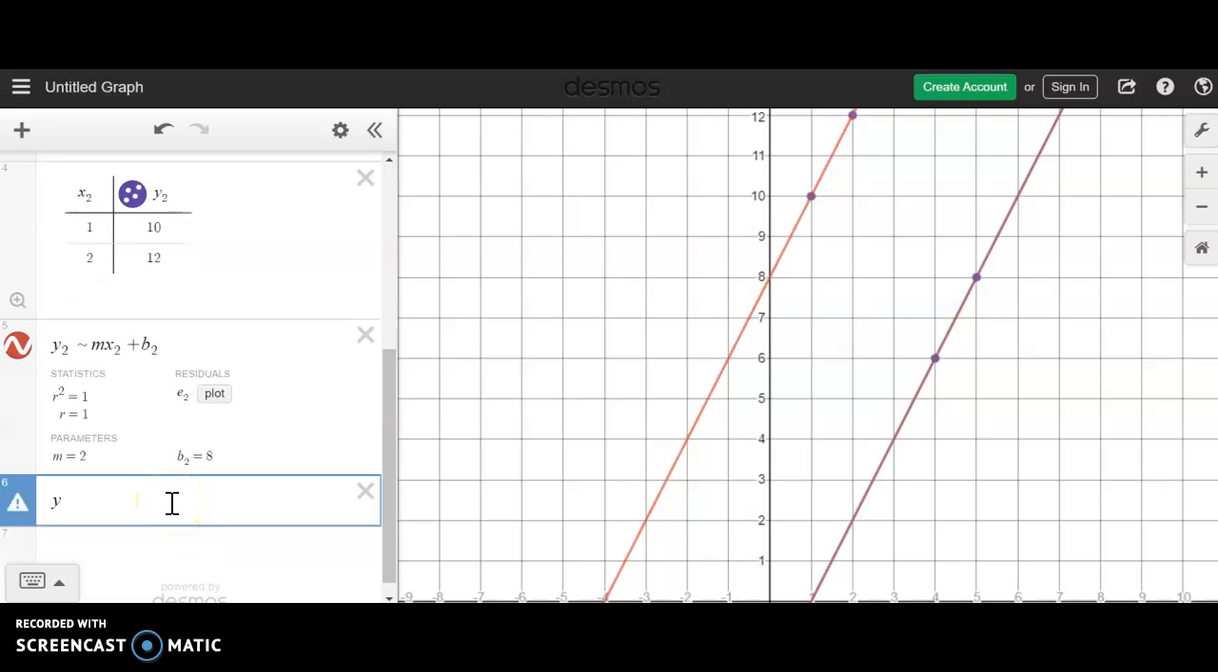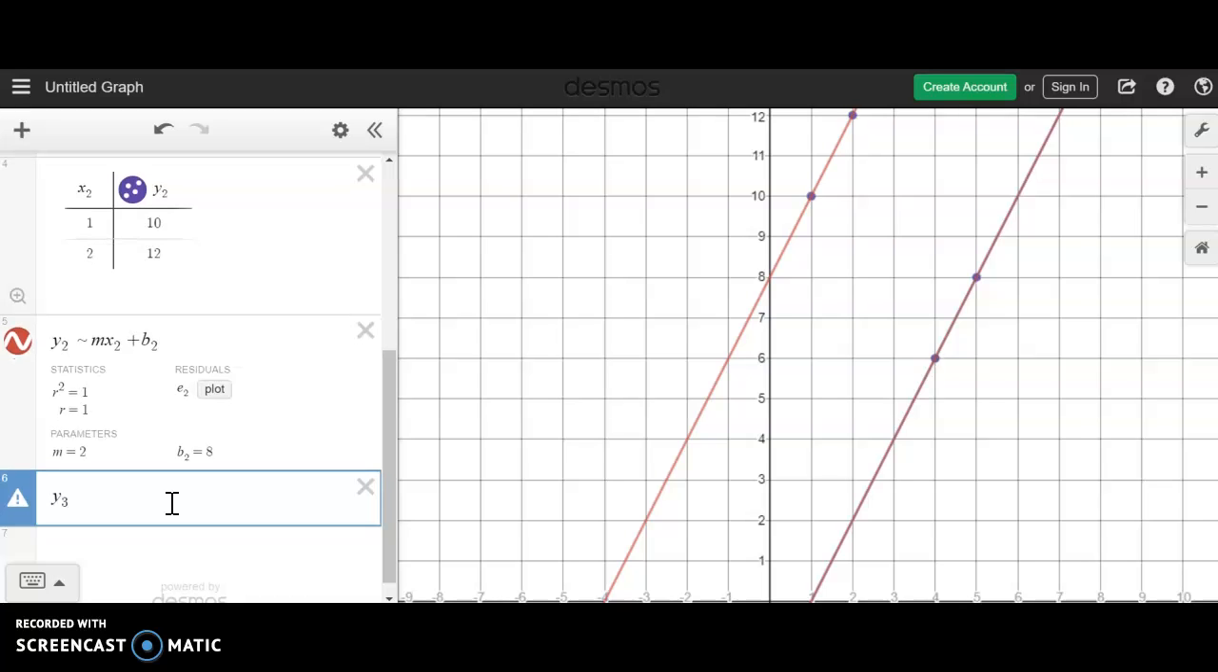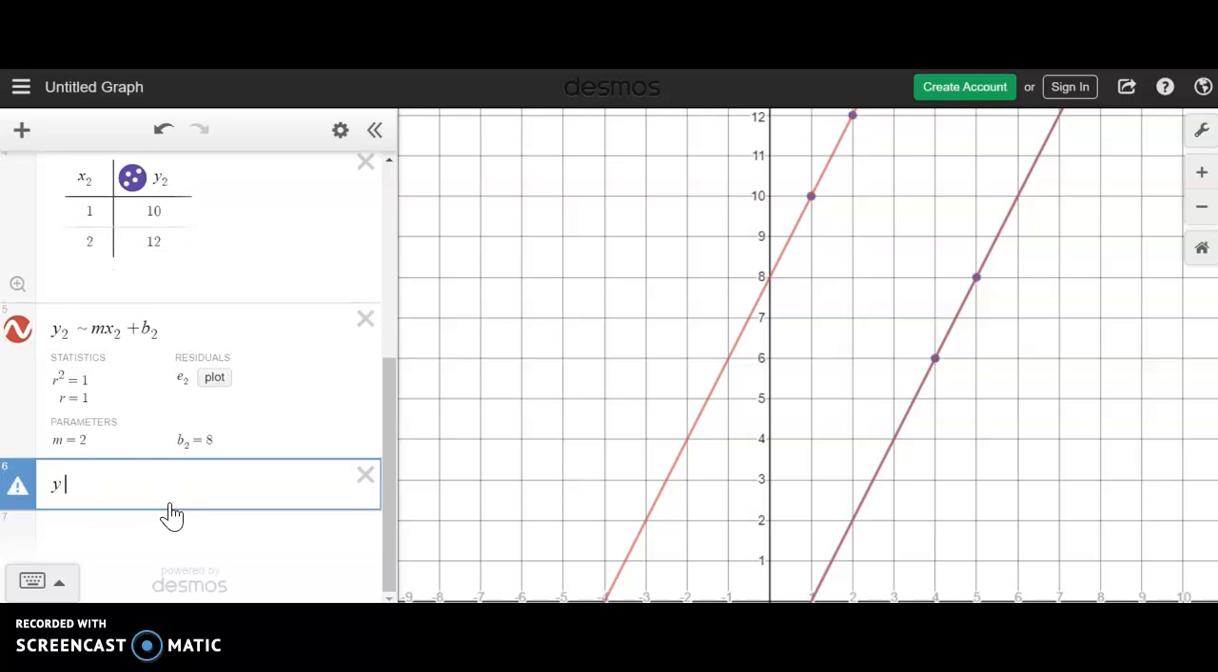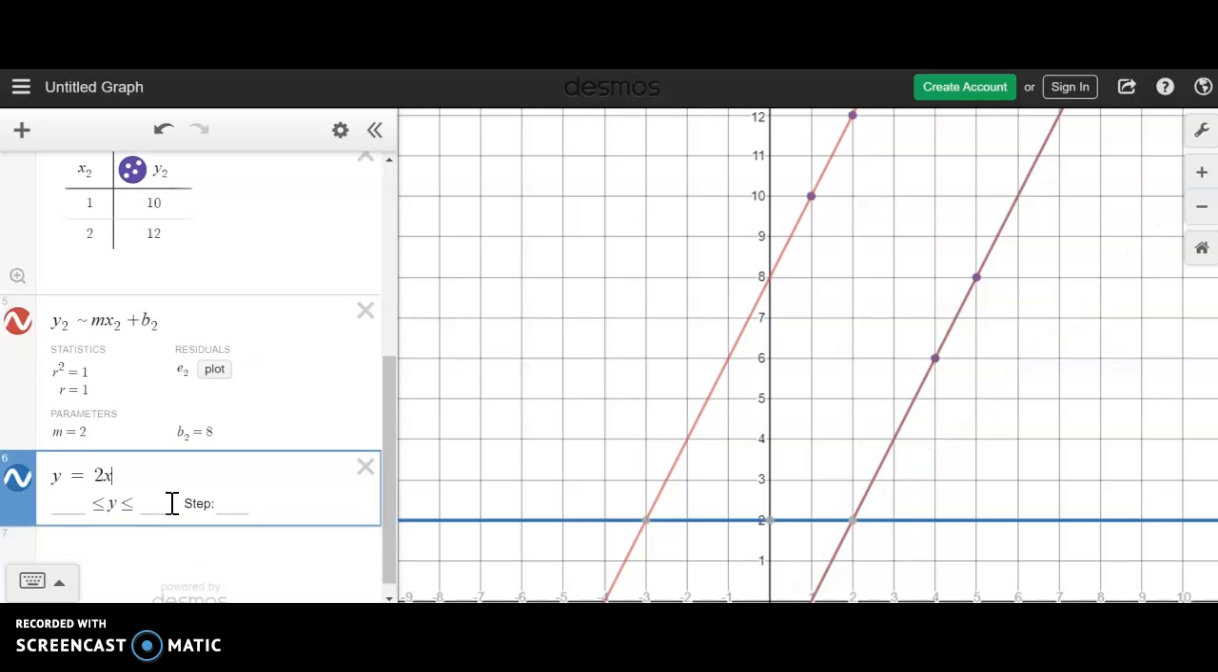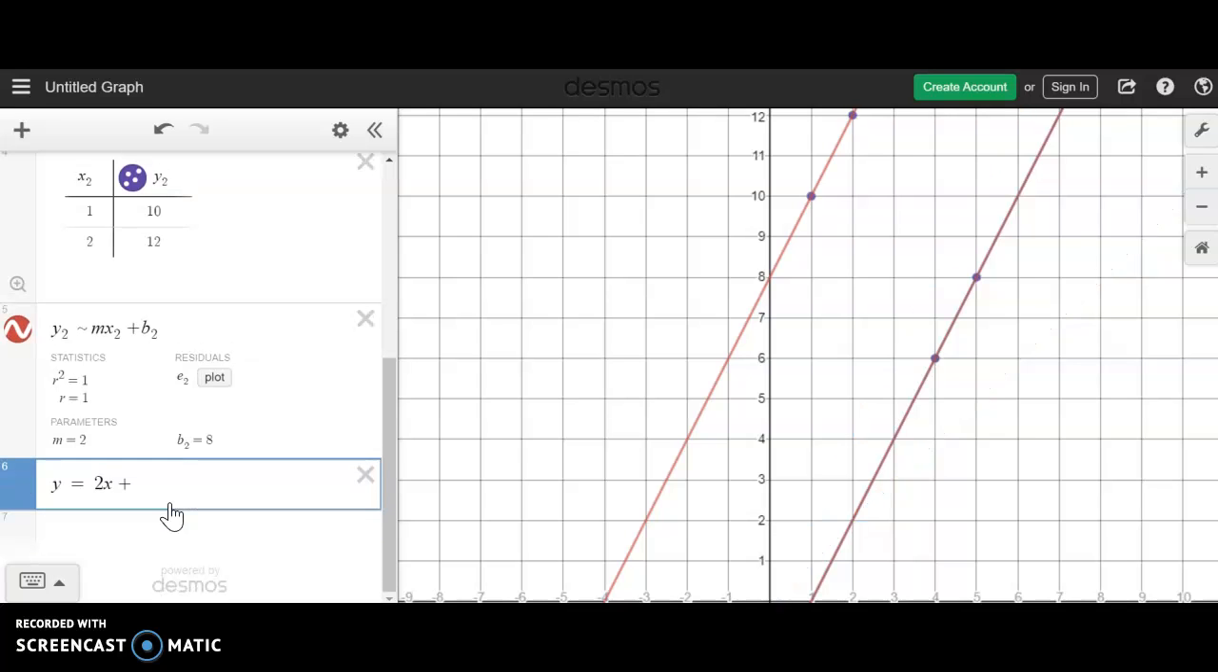So our actual line in slope-intercept form would be y equals 2x plus 8. And as you can see, it is right on top of what we currently did. So that's how you can do it in Desmos.